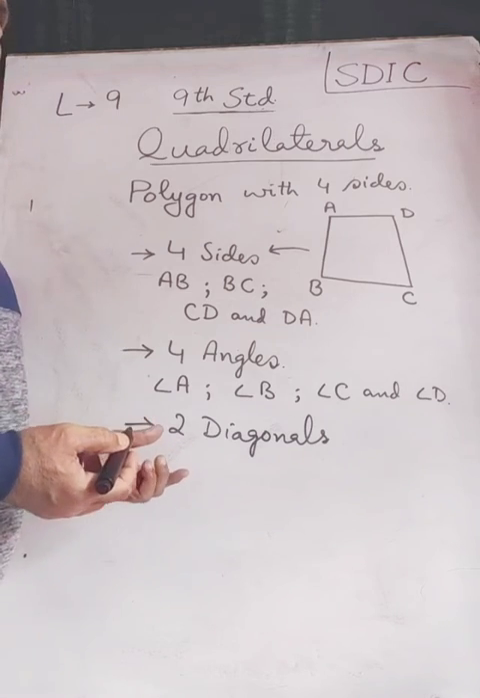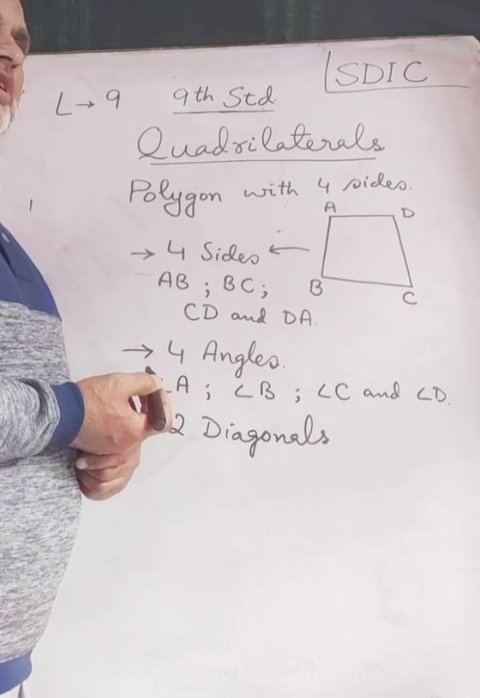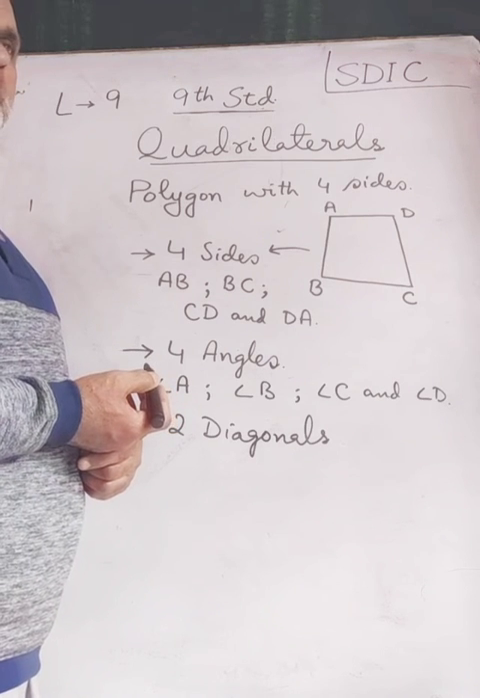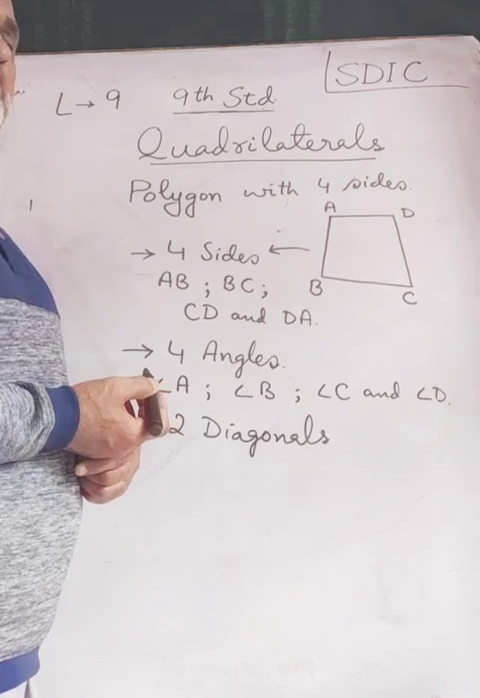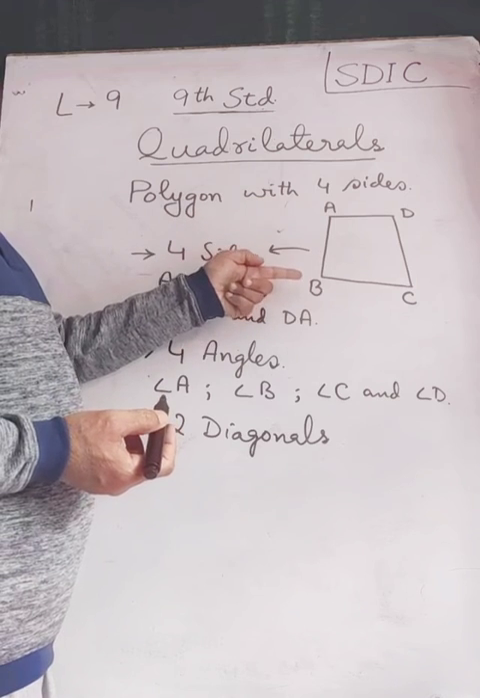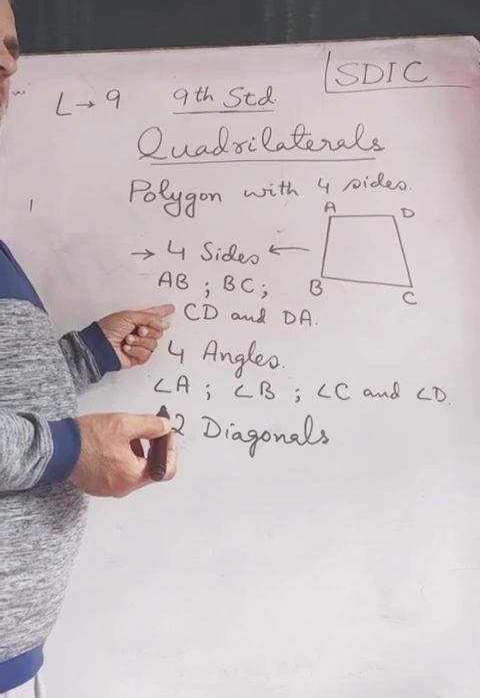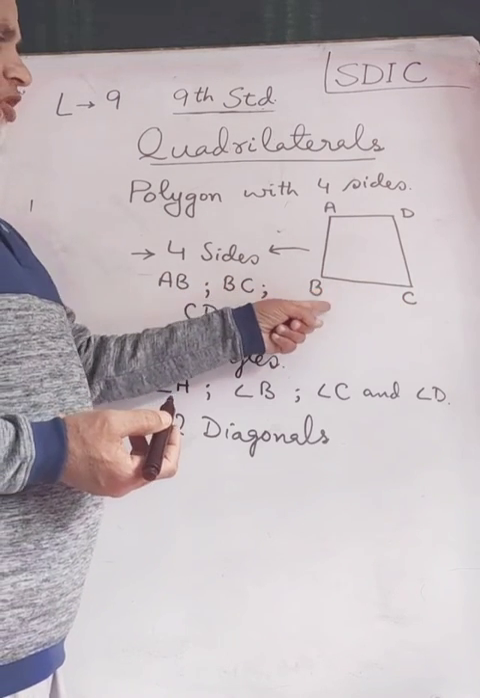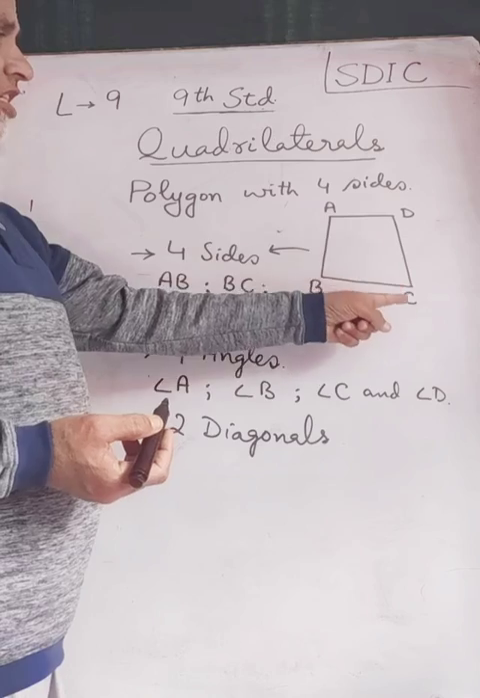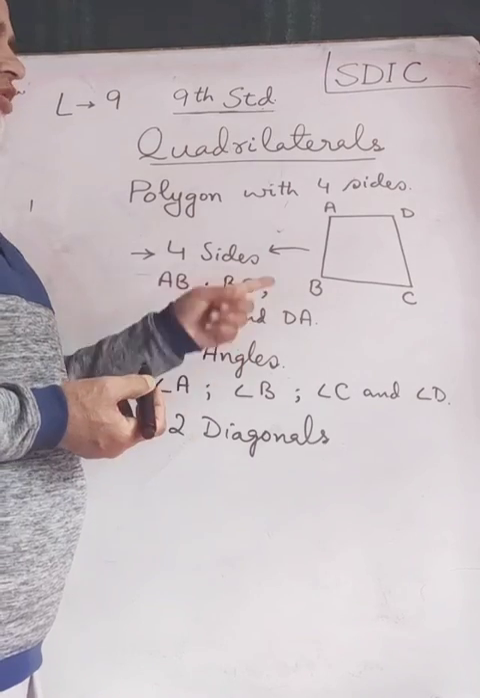Now you have read about diagonal in your previous class. Diagonal is that line segment which joins two non-consecutive vertices of the polygon. That line segment is called a diagonal. Non-consecutive, which are not consecutive. Now A and B are consecutive vertices. When you join them, you get the side of the quadrilateral. AB is the side of the quadrilateral. B and C are the consecutive vertices. When we join them, we get the side of the quadrilateral. BC is the side. A and C are non-consecutive vertices of the quadrilateral. These are not consecutive vertices. These are non-consecutive vertices.